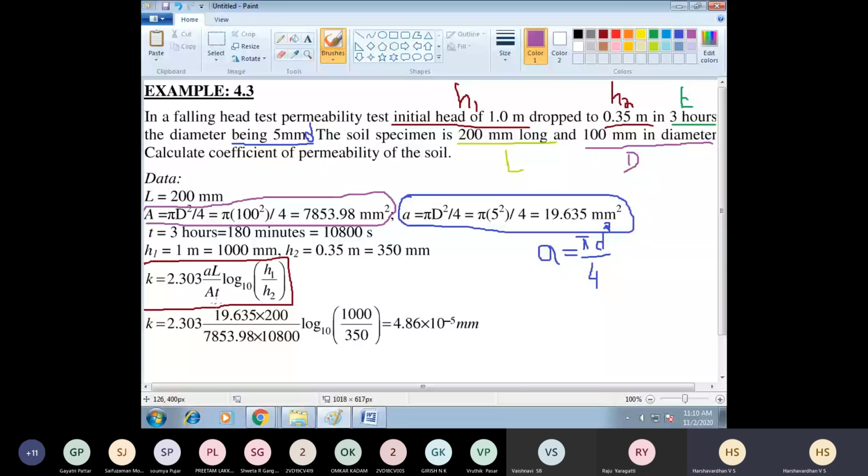Next, small t is time, which is 3 hours. You can convert it into seconds. 1 hour is 60 minutes. So 180 minutes, 1 minute is 60 seconds. So 10,800 seconds. So substitute all the values and you will get the answer. All the lengths and areas are in mm. Area is in mm square, length is in mm, time is in seconds. So I'll get the answer in mm per second.